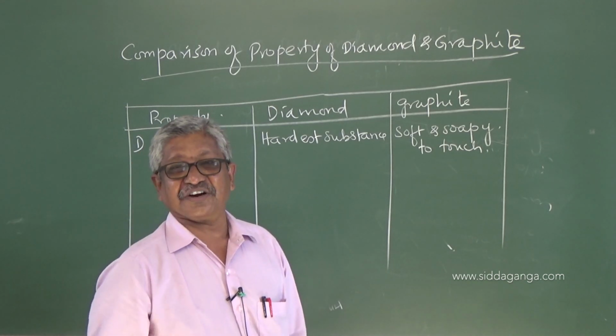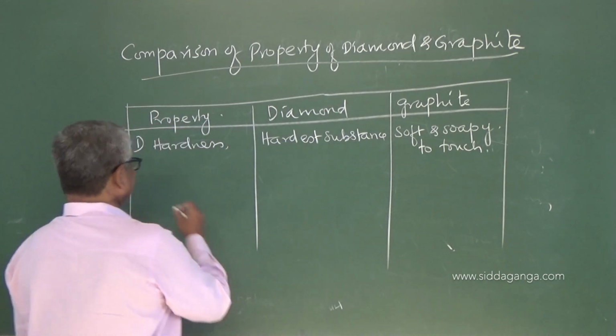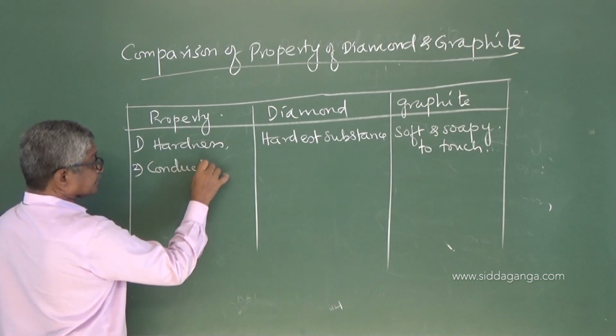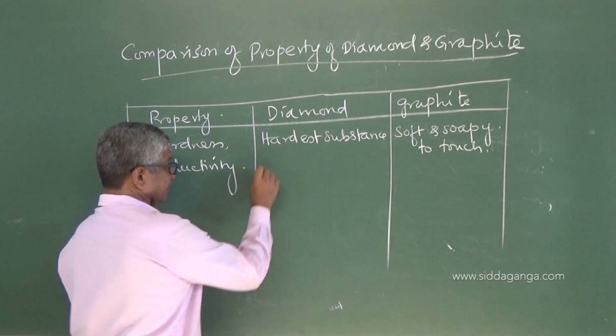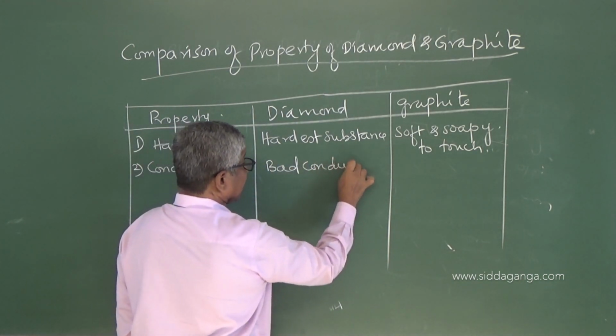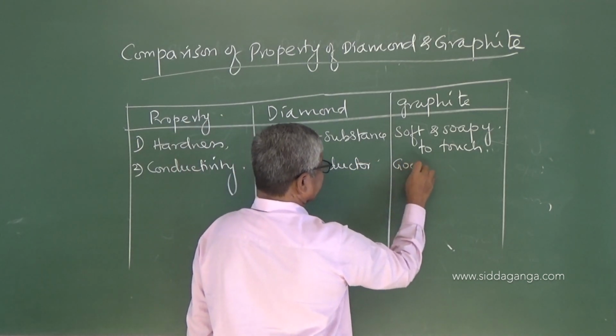There the graphite rod is available as an electrode. Second, it is conductivity. Diamond is a bad conductor, and graphite is a good conductor.